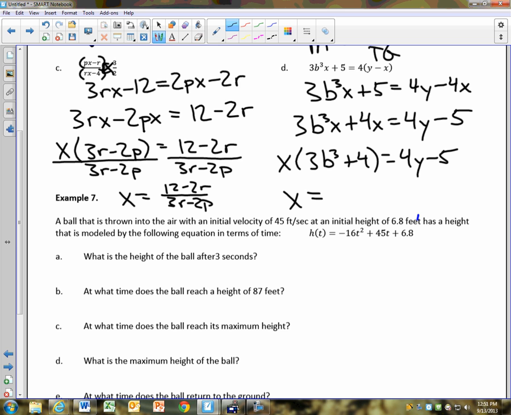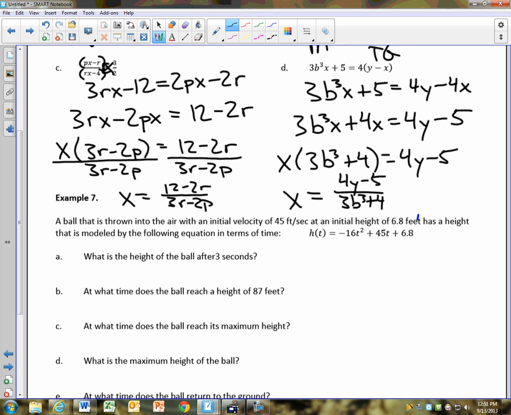Divide off your 3b to the third plus 4. You get 4y minus 5 over 3b to the third plus 4. So we've solved for our variable. Doesn't really look pretty, but it's very useful that way. Now it's a function I can use.